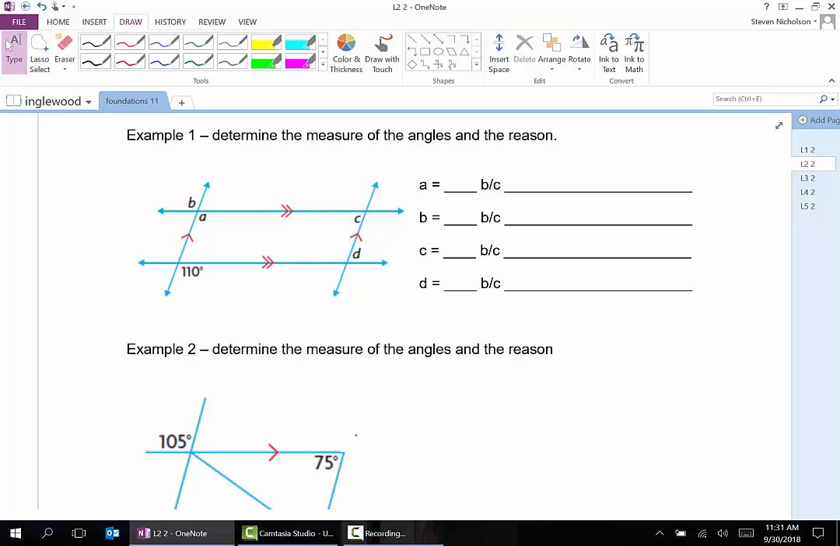So this one first, I'm going to figure out angle A. And angle A, I know is 110 degrees. And that is because angle A and the 110 degrees angle are corresponding. So they're matching.